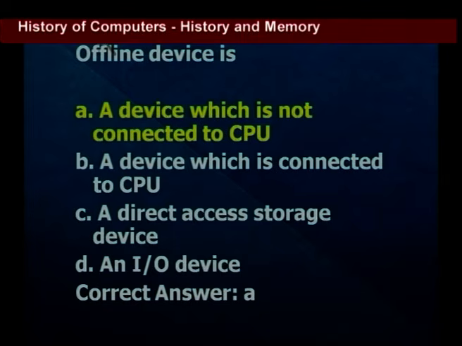An offline device is a device which is not connected to the CPU. Which type of devices are connected? The offline devices are keyboard, mouse, printers, scanners. These are connected to the CPU, meaning offline devices when it works, not inline.